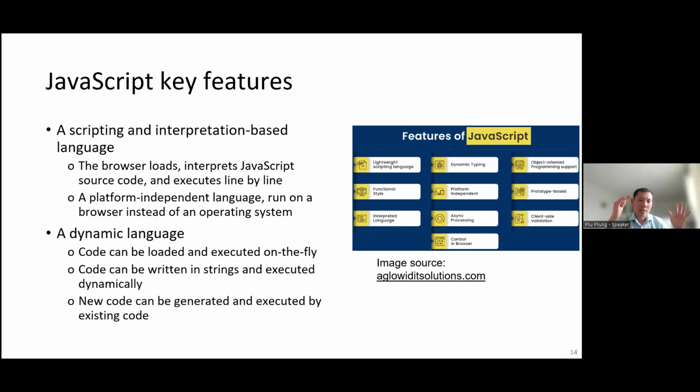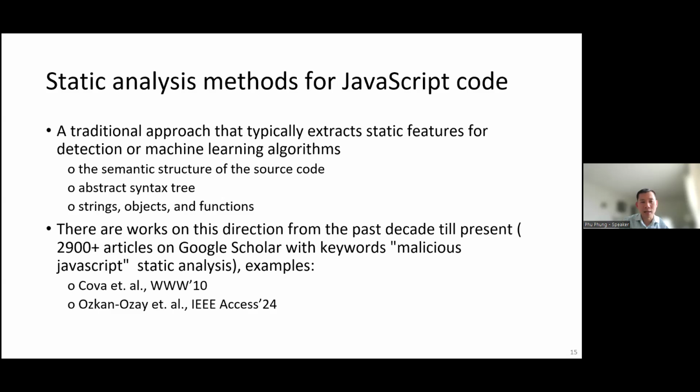So with these features, JavaScript becomes very challenging for security, and especially for malware analysis. Static analysis, as I mentioned before, is one of the methods that researchers can deploy to, for example, extract some features using the structure of the code or the abstract syntax tree of the code, or they can extract some strings, objects or functions.